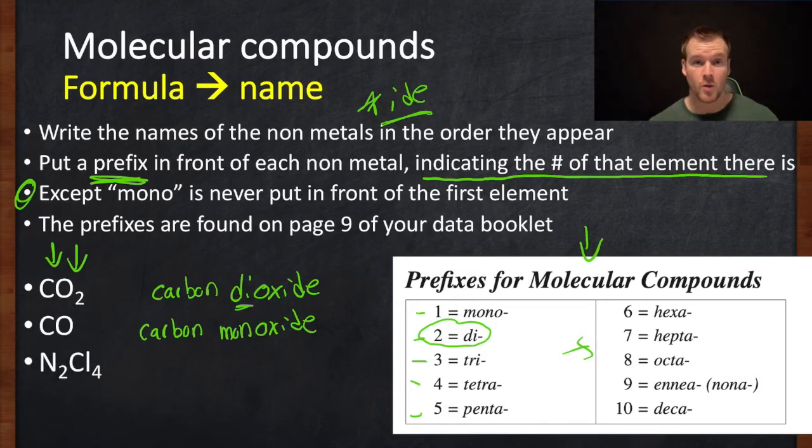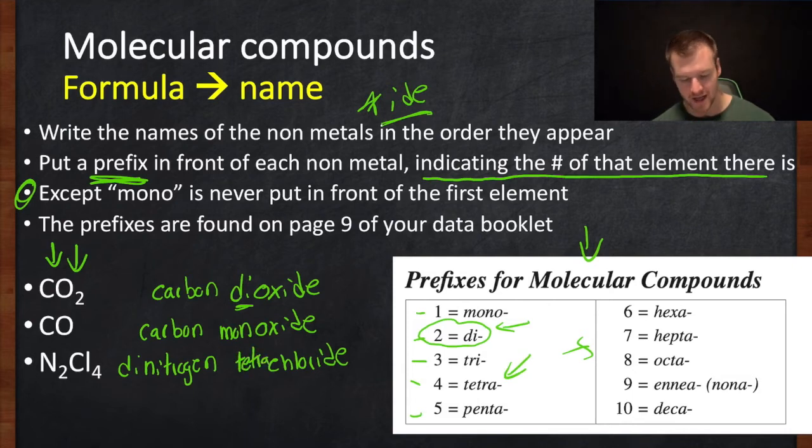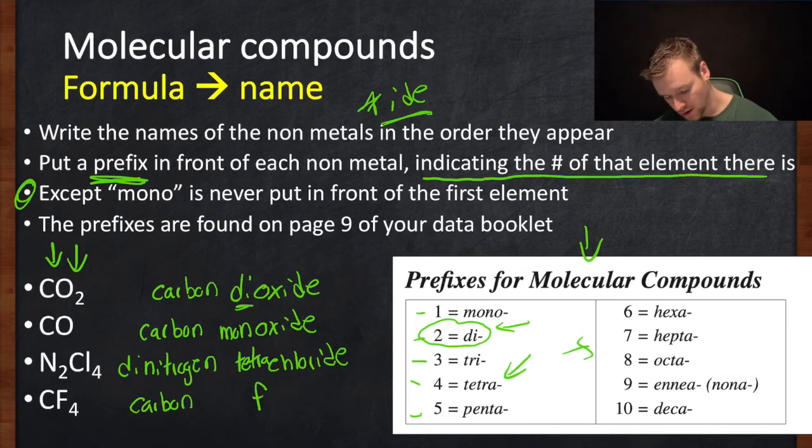Next one, N2Cl4. We have some different numbers here, but I'm going to start with nitrogen. And then Cl, which is chlorine, but we change it to chloride. All right, now there's 2 nitrogens, so again, that means di, so dinitrogen, and then 4 chlorines, which means tetra, so tetrachloride, dinitrogen tetrachloride. And the last one is CF4, which is carbon, and then fluoride, you can change it to ide. Carbon, there's only 1, but we don't put mono. There's 4 fluorides, so we're going to put tetrafluoride.